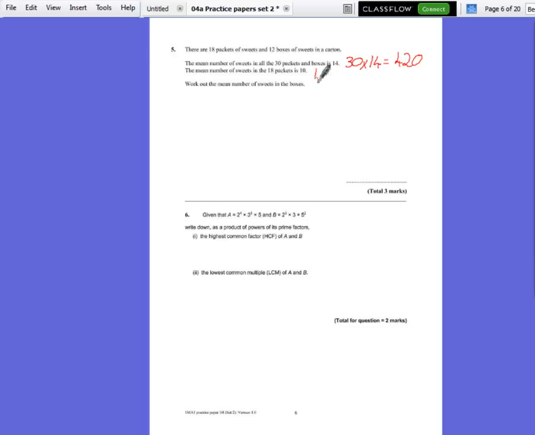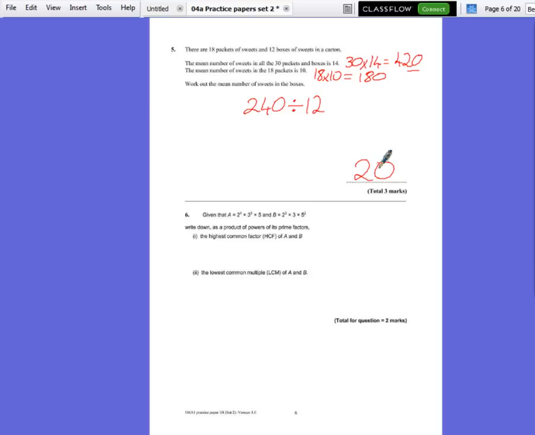In the packets, there are 18 packets with a mean of 10 in each, so that would mean that there are 180 in the packets. If we take those two away from each other, that must mean that there are 240 in all of the boxes. And there are 12 boxes, so if you do 240 divided by 12, then that must be a mean of 20 per box.